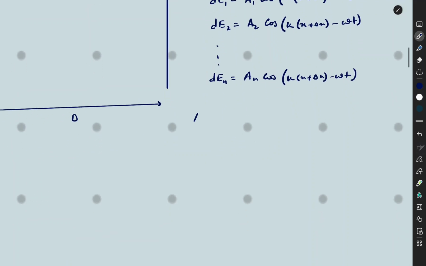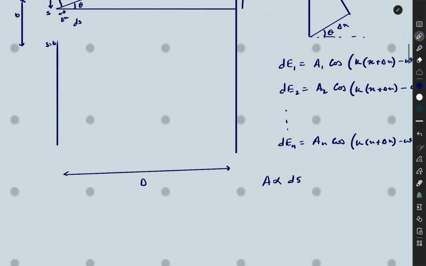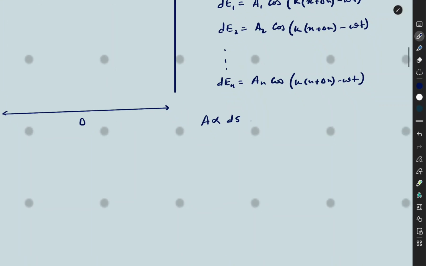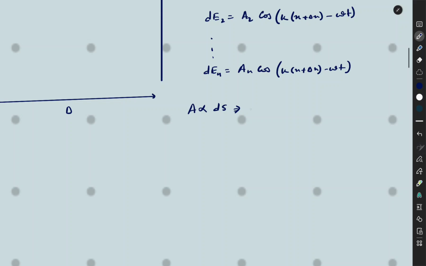One thing we need to remember is that the amplitude here, that is A or A1, A2, AN, is directly proportional to ds. So think of it like a camera aperture. The bigger the aperture radius, the more the intensity of the light entering the aperture will be. Therefore this amplitude will be directly proportional to s, and let us consider the amplitude equal to a constant c times ds.